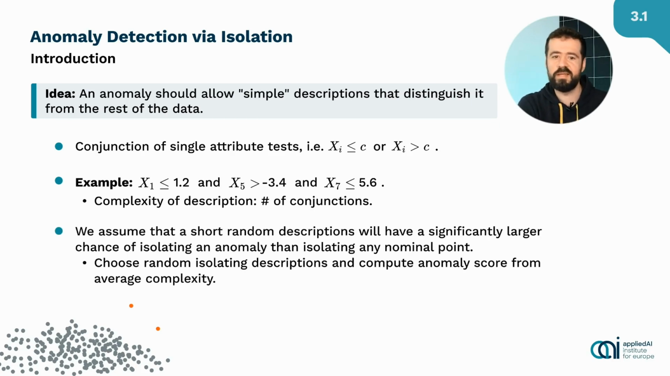Finally, we incorporate the idea that there should be many separating descriptions by assuming that a short random description will have a significantly higher chance of separating an anomaly than any other point in the dataset. So what we are going to do is create many separating descriptions and then compute the average description length for them. Again, we want to do that in the most efficient manner. In this way, we would like to compute, in one pass, separating descriptions for all points, and then repeat this several times in order to compute the averages.